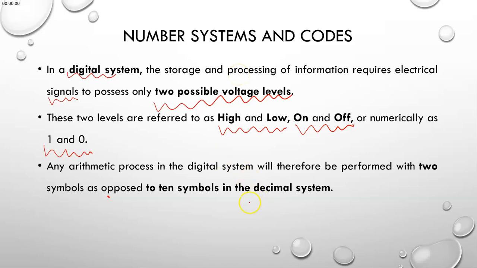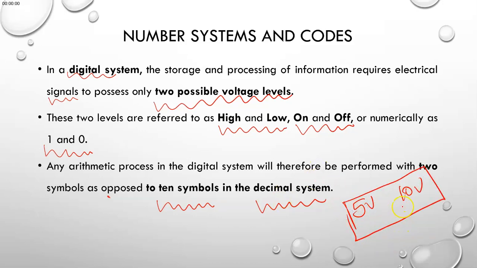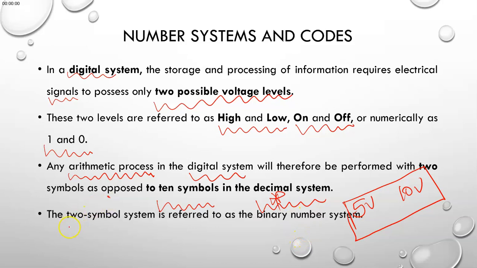And any arithmetic process in a digital system requires the two symbols, which is different from the typical values that we get when we use a decimal system. We are used to measuring voltage, maybe 5 volts, maybe 10 volts, and therefore this is in the decimal number system, which is contrary to what a computer can understand. And therefore, since we would want to perform arithmetic operations in a digital system, there is a need to convert from this decimal number system. So the new number system, which consists of two symbols, is referred to as the binary number system.